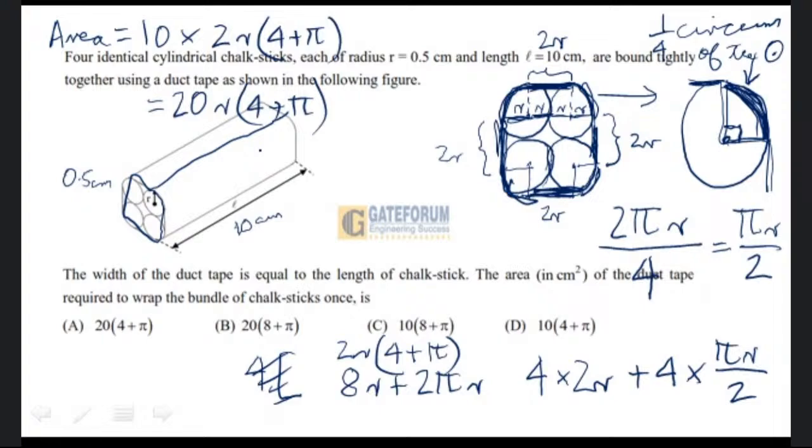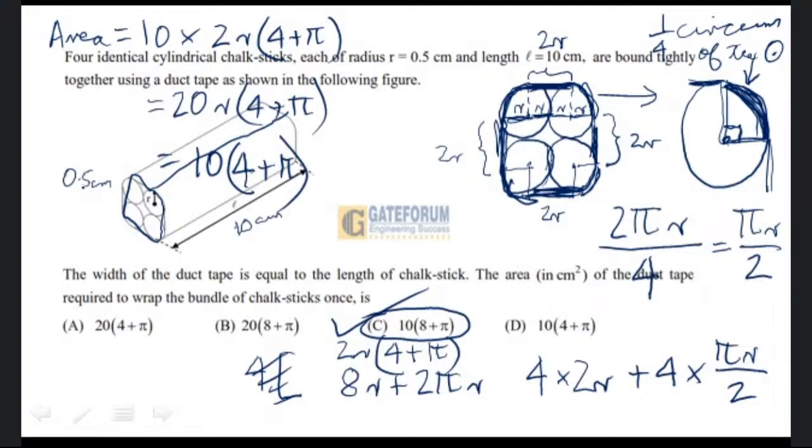Let us see if there is any such option or not. Oh, by the way, the value of r is also given. The value of r is 0.5 centimeter. I forgot that. So that is equal to, if you put r is 0.5, it will become 10, 4 plus pi. So this will be, the option will be number C.